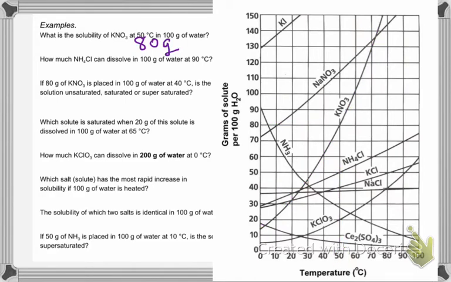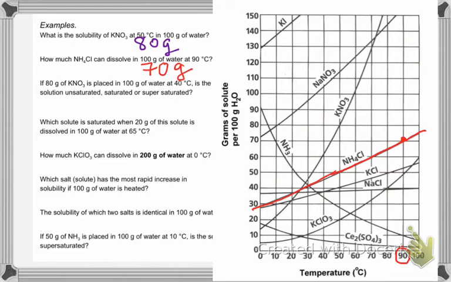So the next one says, how much ammonium chloride can dissolve in 100 grams of water at 90 degrees? So I'm going to find 90 degrees Celsius, which is right here. Then ammonium chloride looks like it's this one. Okay, so I want to see how much is going to dissolve at 90 degrees. So that's about right here, and that's 70 grams.